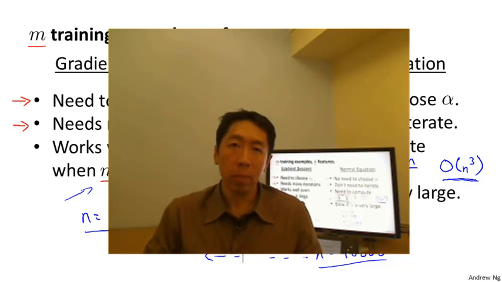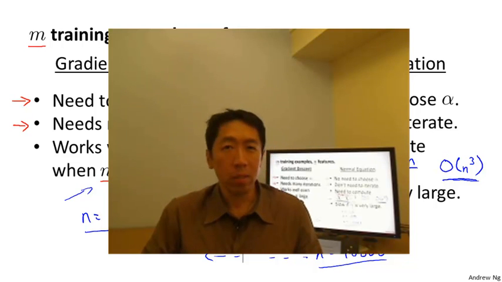But for the specific model of linear regression, the normal equation can give you an alternative that can be much faster than gradient descent. And so depending on the details of your algorithm, depending on the details of your problem and how many features you have, both of these algorithms are well worth knowing about.